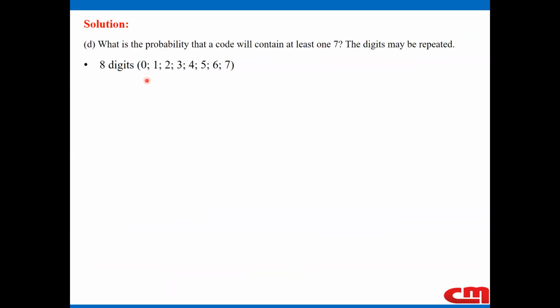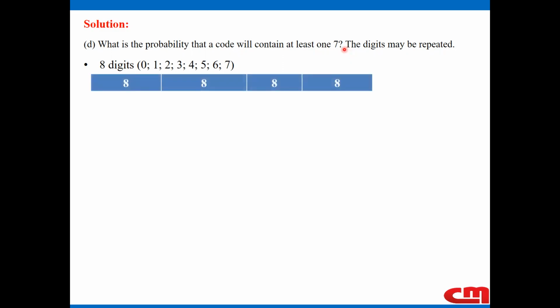Right, let's go to D. What is the probability that a code will contain at least 1 7? The digits may be repeated, right? The approach that I'm going to do here has nothing to do with the tables, but it has to do with the idea of saying it contains at least 1 7. So the question would be, do we have such digits or codes with the digits without the 7?